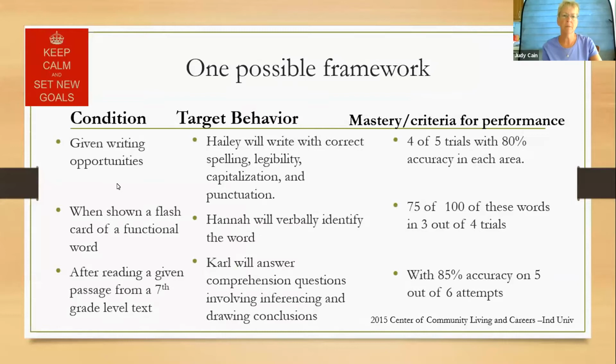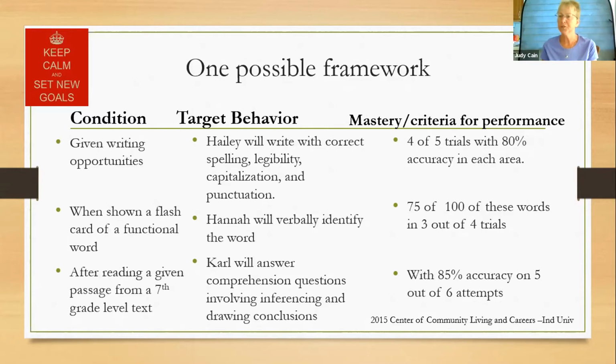Here are some examples, and I got this from Indiana University Center of Community Living and Careers. So the condition would be, given any writing opportunity, Haley will write with correct spelling, legibility, capitalization, and punctuation. That's the target behavior. And the criteria, 4 out of 5 trials with 80% accuracy. So that's a simple framework to get your SMART goal in: the condition, target behavior, and criteria.